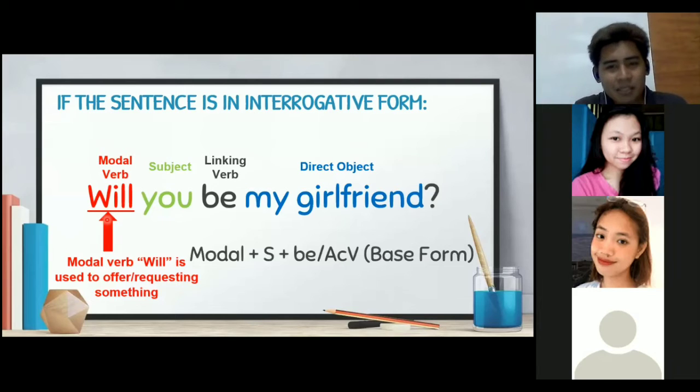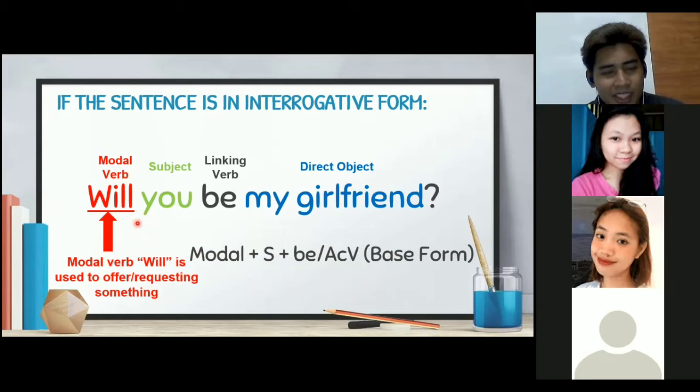Now, class, always remember, in constructing a sentence in interrogative form, there is a basic form of the words together with the modal verb. Modal verb plus the subject plus the be verb, or the linking verb, or the action verb in the base form. So as you can see, it matches every single word present in this form.